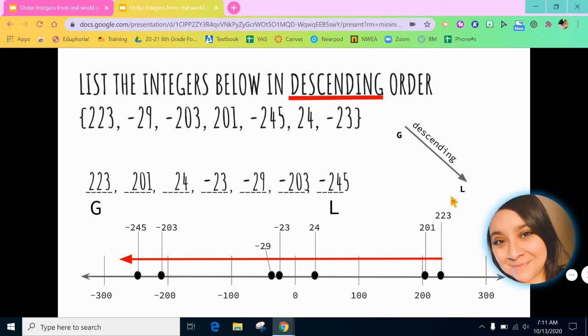Remember that your number line does not have to be perfect. You don't have to draw every single number. You can skip count like we did a couple times here. But it is helpful to put your numbers in order from least to greatest or greatest to least.